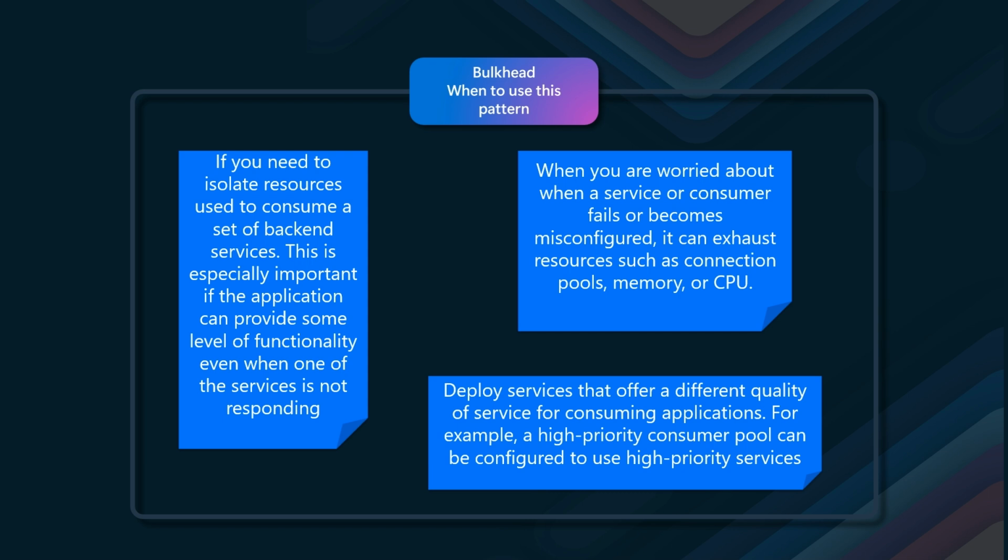Consider combining the bulkhead pattern with other fault handling patterns. The bulkhead pattern allows you to deploy services that offer different quality of service for consuming applications. For example, a high priority consumer pool can be used to configure high priority services. By using the bulkhead pattern in these scenarios, you can improve the resiliency and reliability of your application, ensuring that the failures are contained and do not affect the entire system.